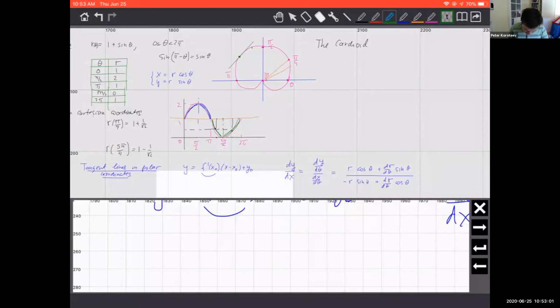But to better understand what's going on with the tangent lines, let's discuss when the tangents are vertical and when they're horizontal.